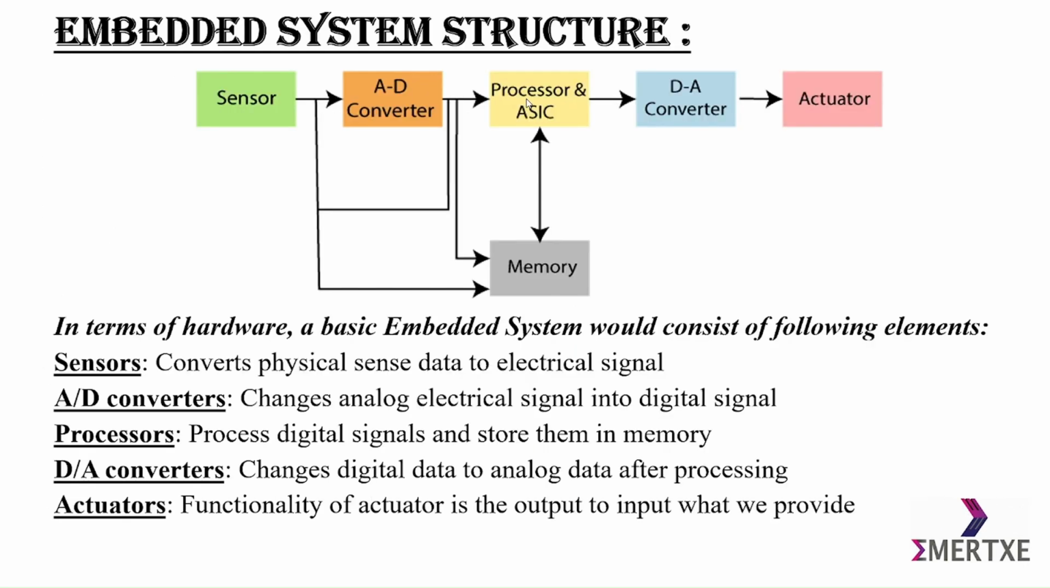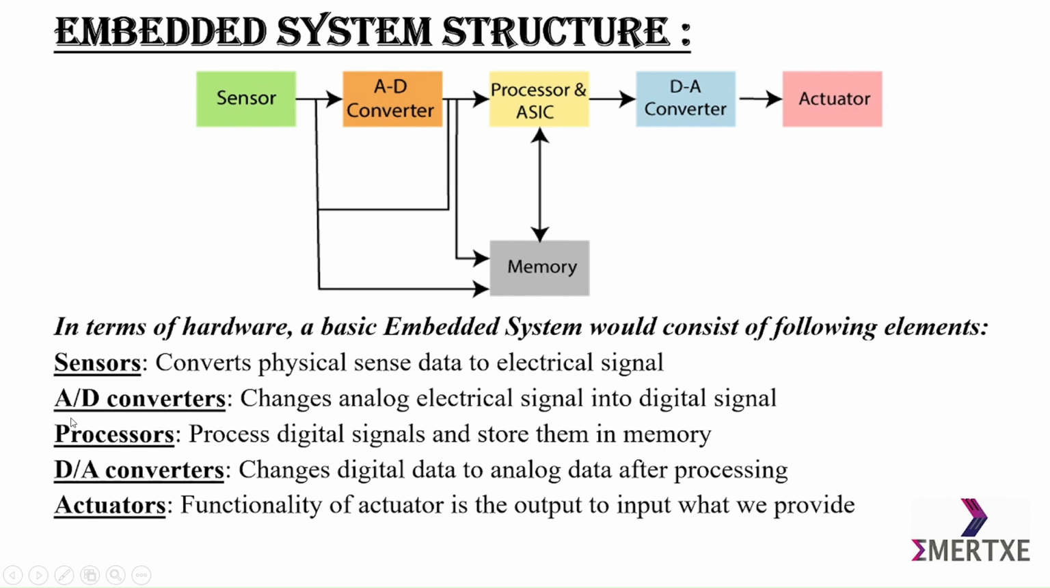Let us know about the embedded system structure. The following diagram shows the embedded system structure. In terms of hardware, a basic embedded system consists of the following elements: sensors, analog-to-digital converters, processors, digital-to-analog converters, and actuators.